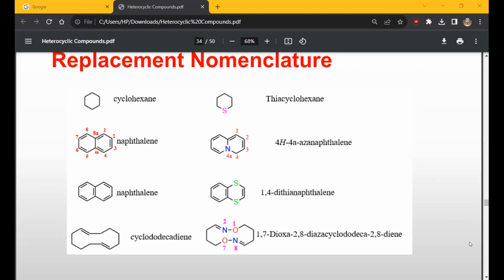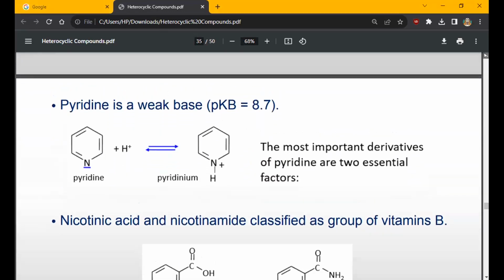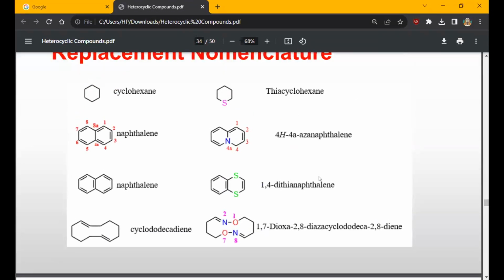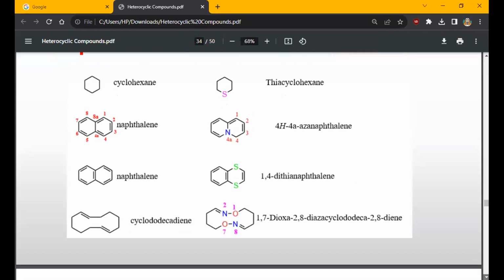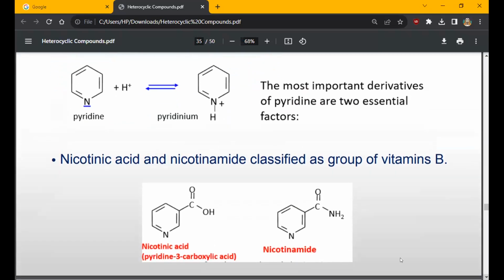So we can continue with heterocyclic compounds. Yesterday we had stopped here, replacement nomenclature. So we can continue from here. Pyridine is a weak base. The most important derivatives of pyridine include nicotinic acid and nicotinamide, which are both classified as vitamin B. So these are the two important derivatives of pyridine: nicotinic acid and nicotinamide.